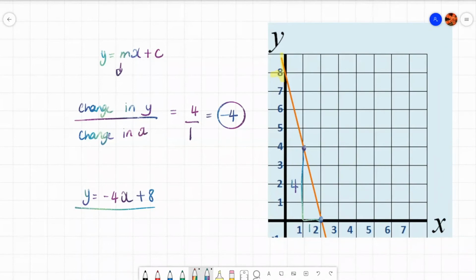And that's how you work out the equation of a line. You need to remember y equals mx plus c, and you also need to have knowledge of how to work out the gradient for you to work out the equation of a line.